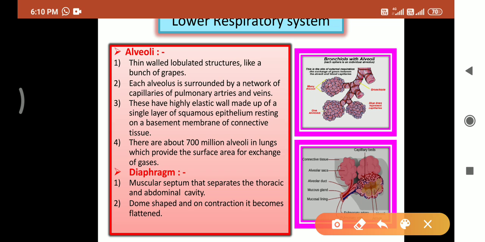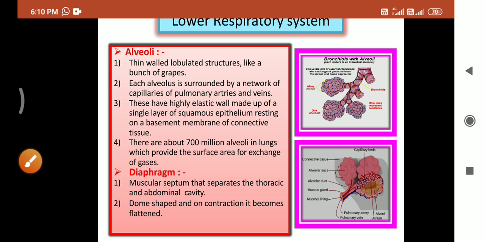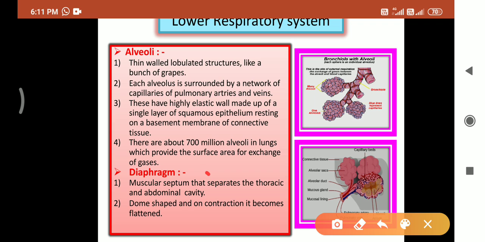The next point is that alveoli have a highly elastic wall made up of a single layer of squamous epithelium, which is also very important. The alveoli are made up of squamous epithelium resting on the basement membrane of connective tissue. So the epithelial membrane is present, and the basement connective tissue is also present. How many alveoli? There are about 700 million alveoli in the lungs, which provide the surface area for exchange of gases. So the main function of alveoli is to provide the surface area for gas exchange. I hope this is clear.